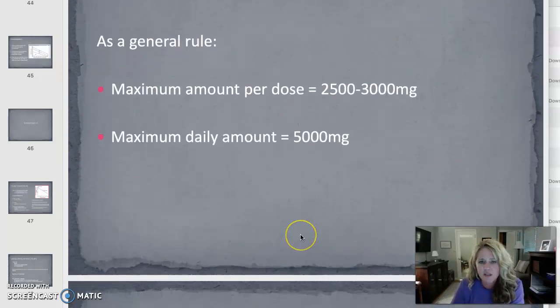So some limitations. As a general rule, the maximum amount per dose is going to be 2,500 milligrams to 3,000 milligrams. At my facility, we use 2,500 milligrams as the maximum dose. The maximum daily amount is 5 grams or 5,000 milligrams. So you wouldn't see more than 2,500 milligrams Q12. We're going to put that cap for the 24-hour cumulative dose at 5 grams.